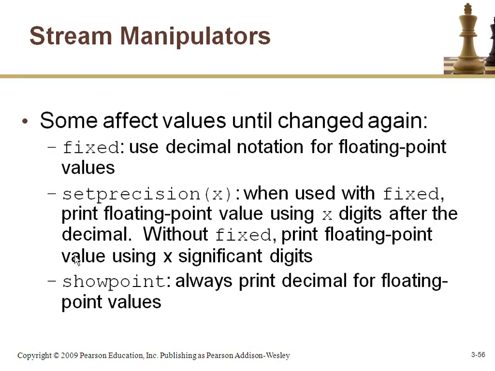Some manipulators affect the value until changed again. Fixed uses decimal notation for floating point values. Setprecision is used with fixed to print floating point values with X digits after the decimal. Without fixed, it prints floating point values with X significant digits. Showpoint allows you to show the decimal point for floating point values.